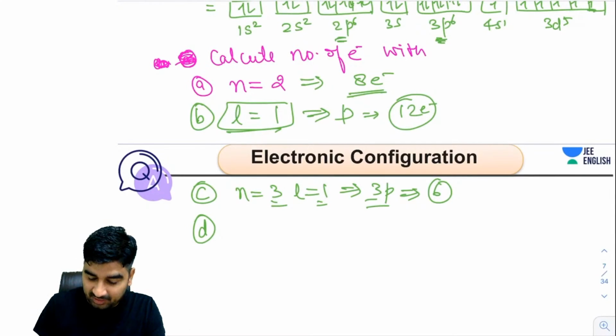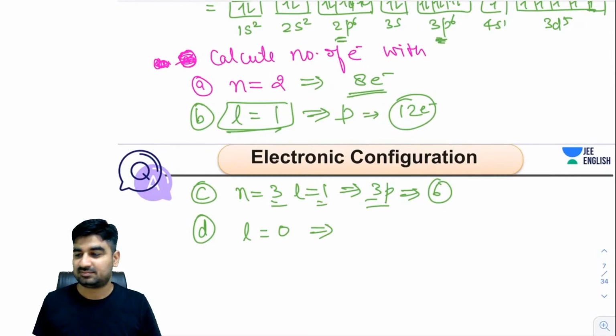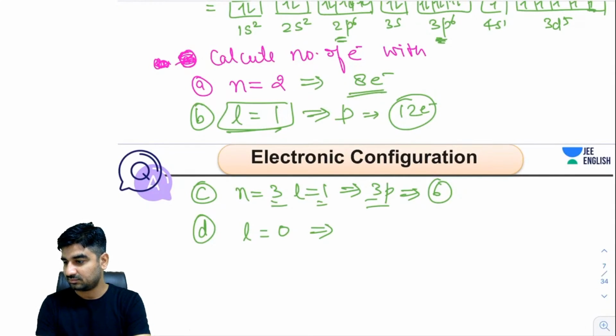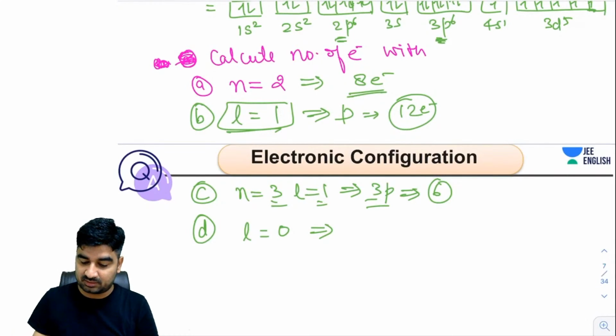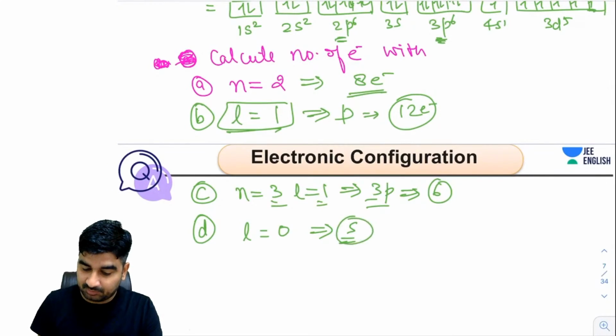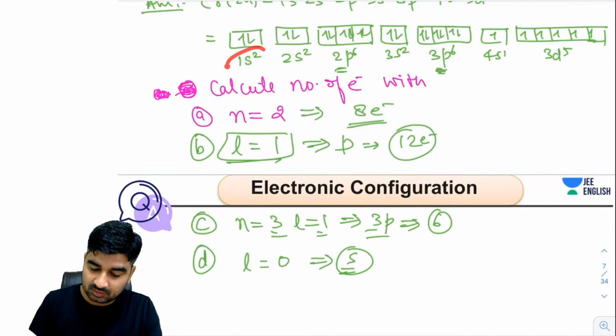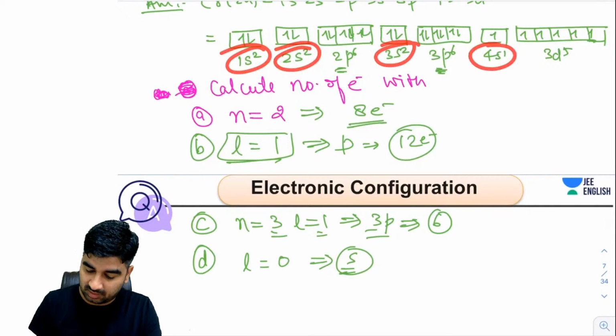If I say l is equal to 0, then calculate the number of electrons. Again, I am not telling you the value of n. l = 0 means which subshell is this? s. So it can be 1s, 2s, 3s, 4s. So how many electrons will be there? 2, 4, 6, 7.